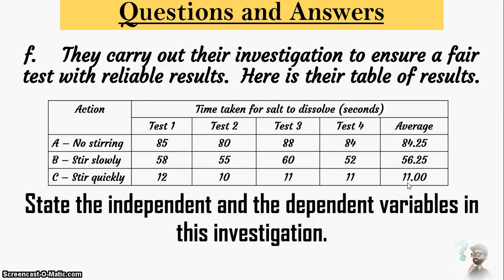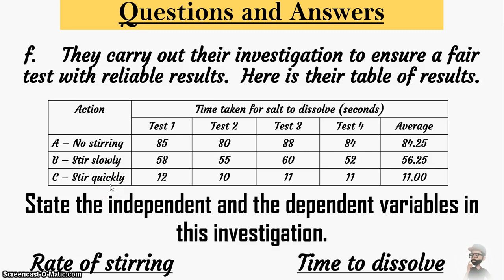Now what's the question? State the independent and the dependent variables in this investigation. The independent variable is the variable that is not affected by other variables. In this case, the stirring action is the independent variable, which is the rate of stirring. While what depends on this rate of stirring? The time taken. Look at it, the time depends on the rate of stirring. So the time taken to dissolve is the dependent variable.